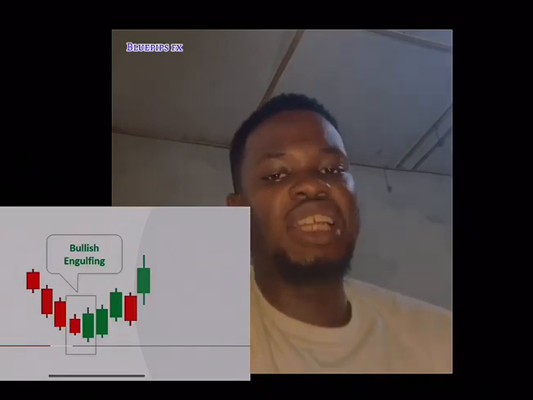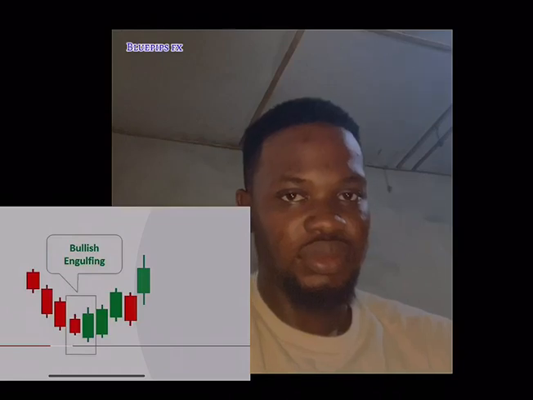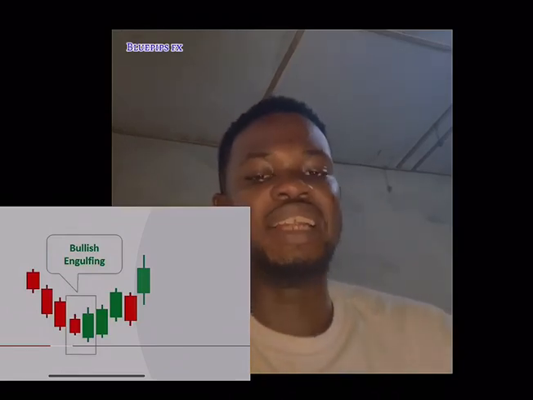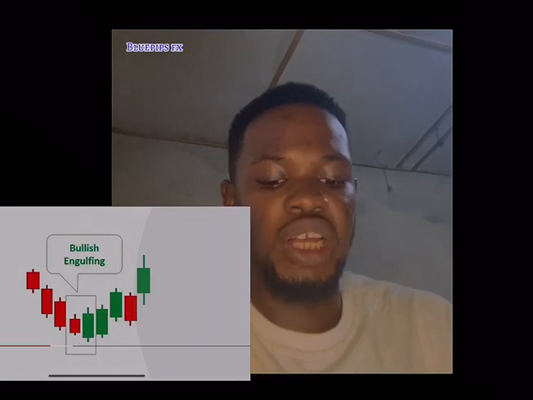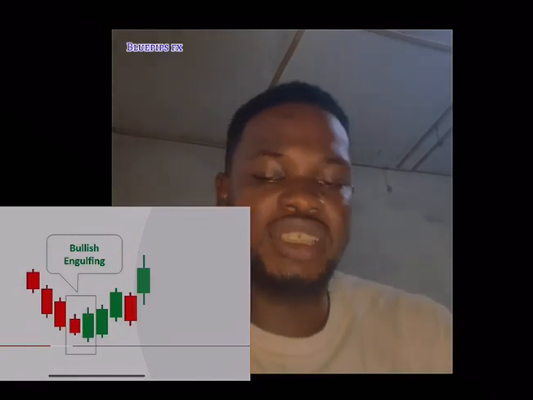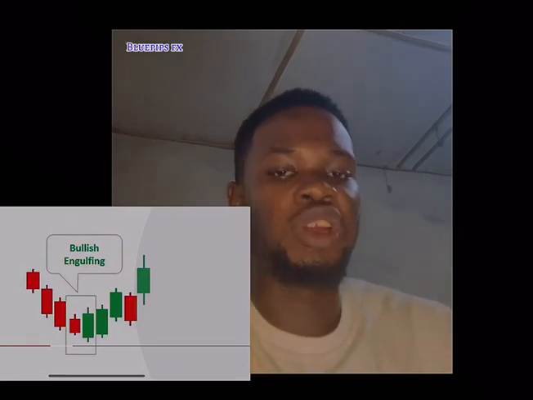You understand? Let's take, for example, when the market is on a downtrend and then the last candle there was a bearish candle, and then the next candle you see is a bullish candle, and this candle is not only bullish, it covers the previous bearish candle that was formed. You understand? Now, this bullish engulfing candlestick is mostly found in support zones. It's found in support zones.